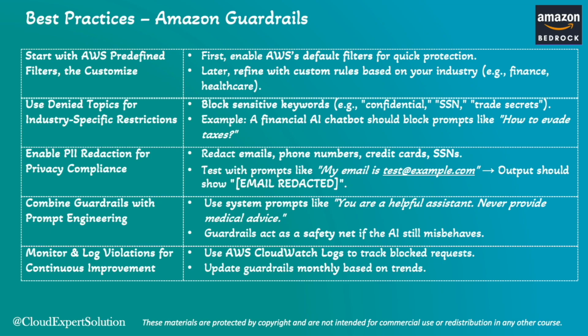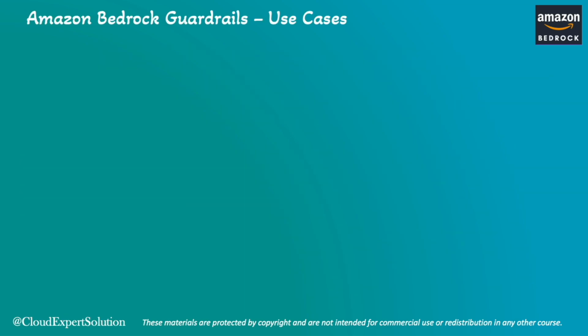Last but not least, you can monitor and log violations for continuous improvement. And why should you do that? Because new risks emerge over time, that is new slangs or bypass attempts. That is why you should use AWS CloudWatch logs to track blocked requests and then update your guardrails maybe monthly based on the trends. Since we have reviewed the best practices, now let's review some real-world use cases of Amazon Bedrock.